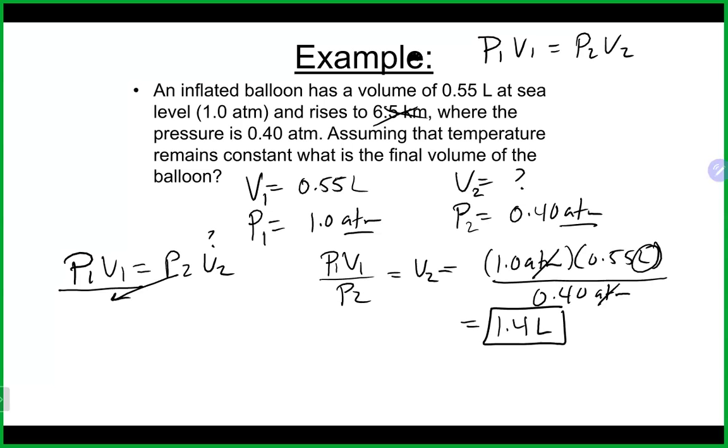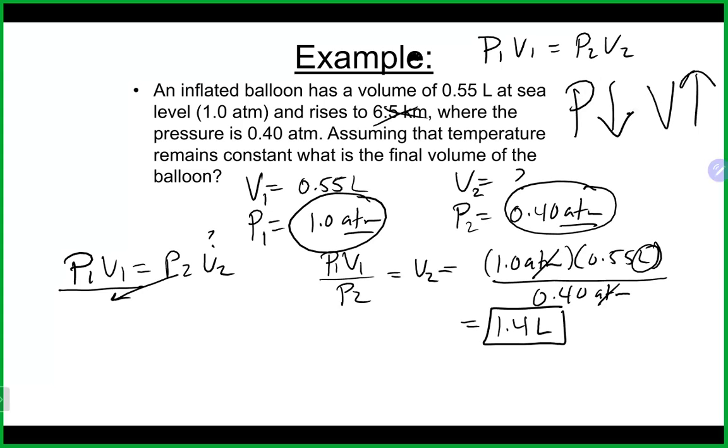Now, we could also think about the relationship that we talked about. What we see in terms of the pressure is it started at 1 and went to 0.4. That means the pressure goes down. That means the volume should go up. So did it? It started at 0.55, ended at 1.4. So understanding the relationships is also really good, because you could make sure you didn't hopefully invert any numbers or anything like that, and hopefully make sure that it does make sense. Any questions on that?